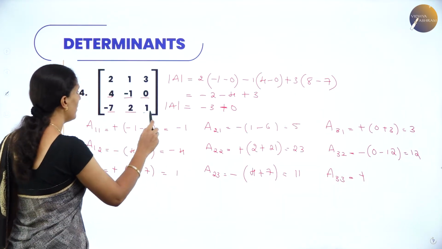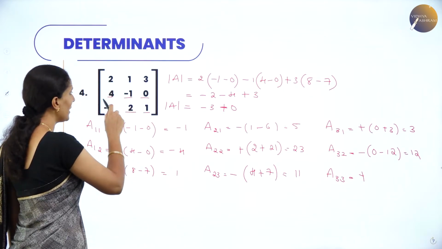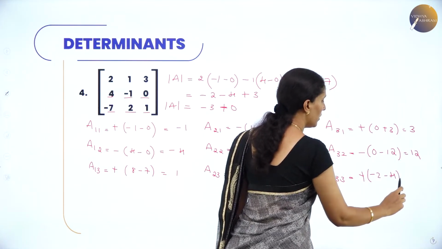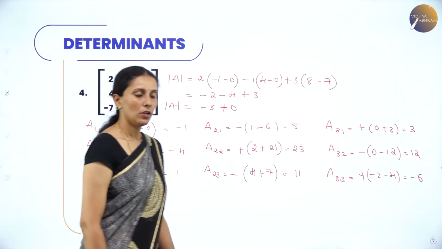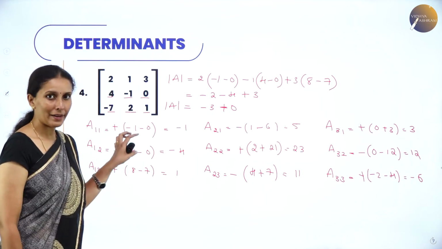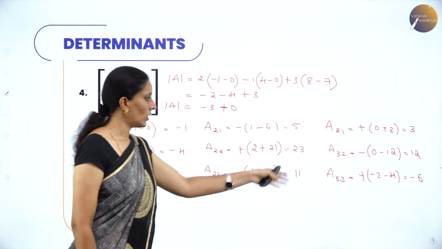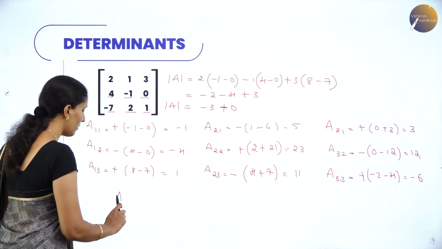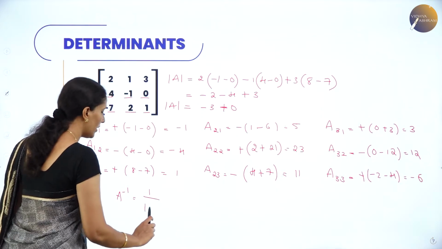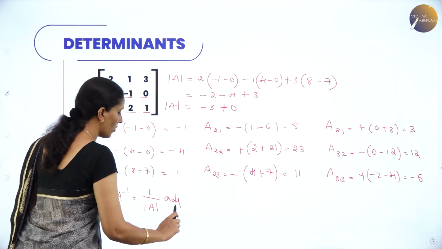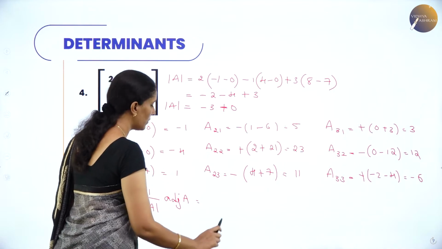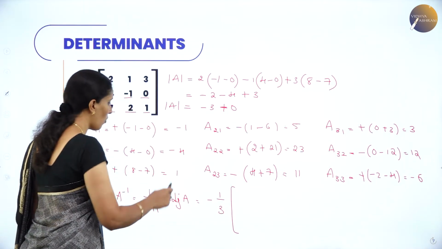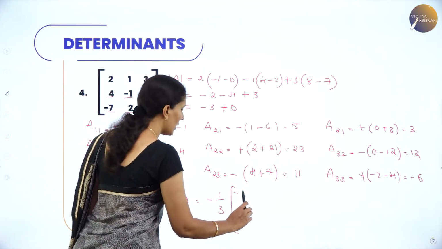Next we have for 1, delete the column, delete the row, minus 2, minus 4. Minus 2, minus 4, which becomes minus 6. So when you write this in a matrix in this order only, that is column by column, then it becomes adjoint A. Now we have A inverse is equal to 1 over determinant A into adjoint A. So therefore the value of the determinant is minus 3. So minus 1 by 3. If you write the cofactors in this order only, then it is adjoint A.